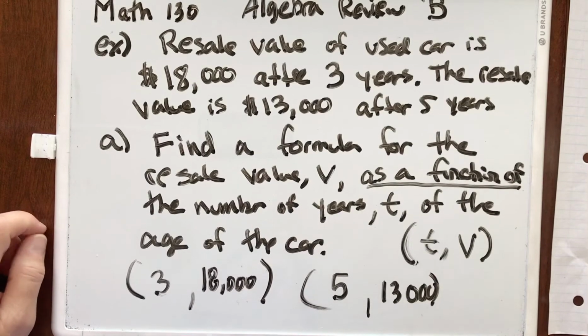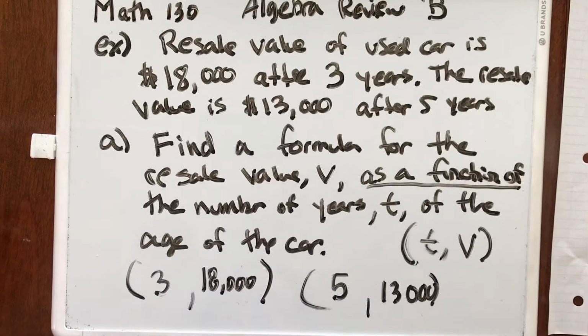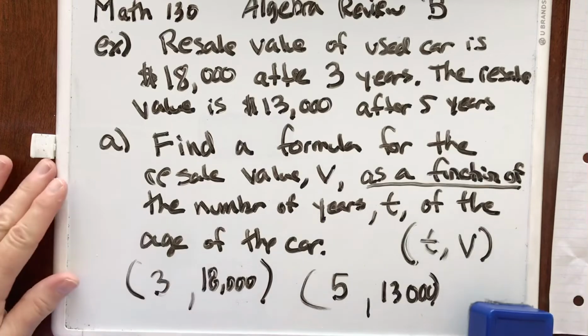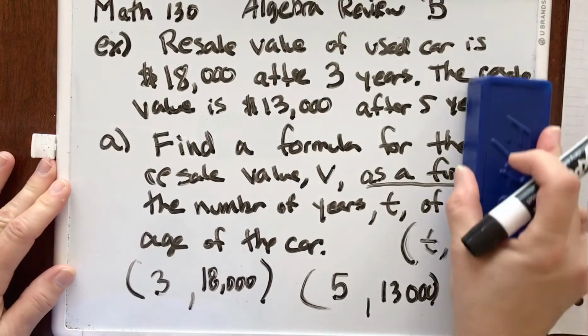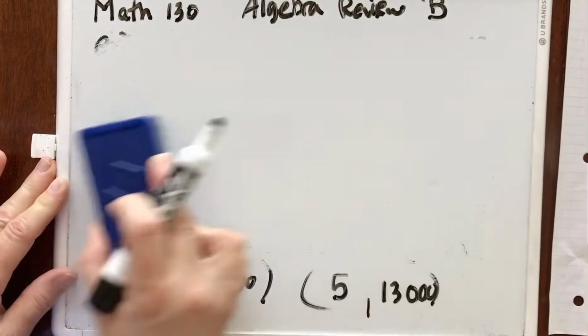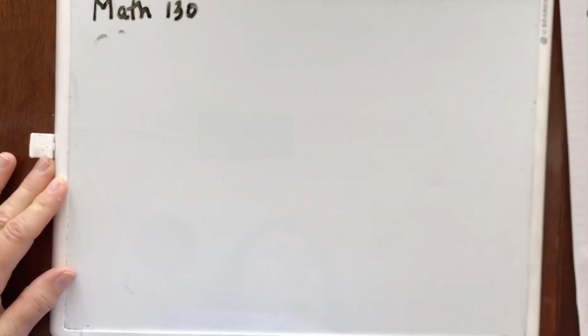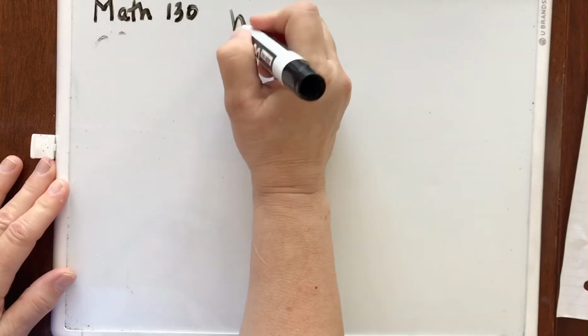Okay, so we're supposed to find a formula. Of course, we've got 2 points. We can find the equation of the line. We can find the slope and go from there. So I'm going to erase this now so that I can continue. All right, so let's find the slope.